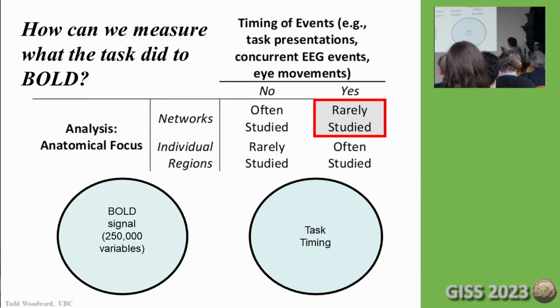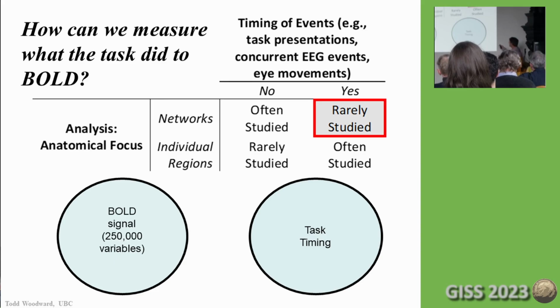So what are we going to do? If we have the timing, how are we going to use it? And usually, that's done as individual regions in a GLM, like I already mentioned. And rarely, surprisingly to me, because that's all I ever do, is it studied as networks in task-based fMRI. And that has to use timing.